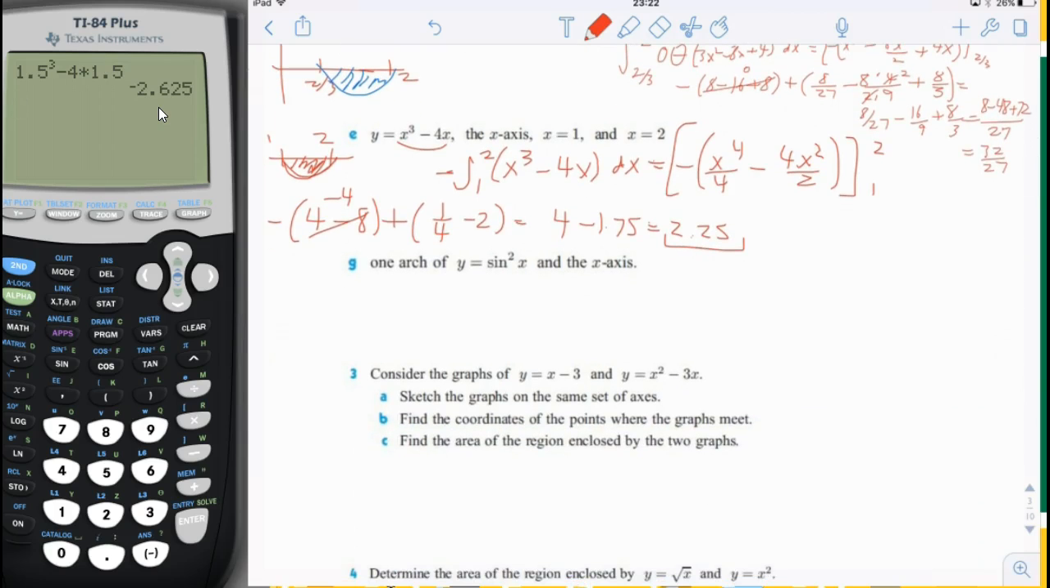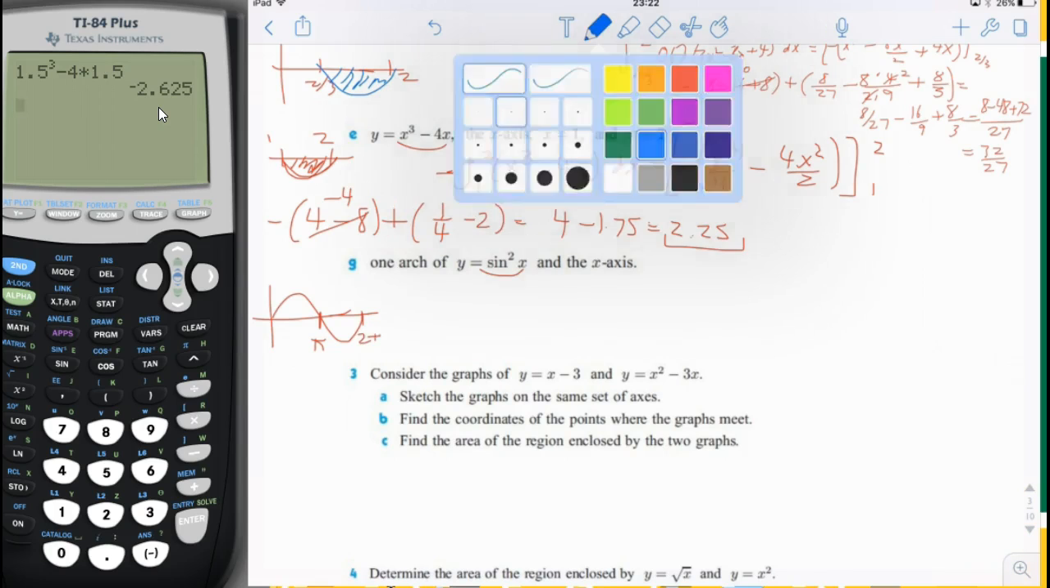I'm going to find the area between one arch of sine squared and the x-axis. So sine squared, or do you remember what sine looks like? Sine just looks like this, right? And this point here is pi, and this point here is 2 pi.